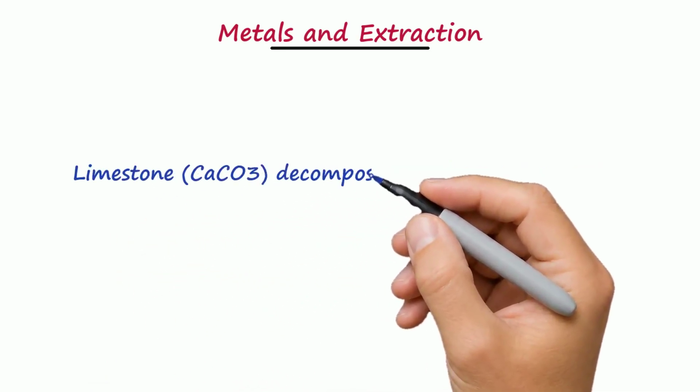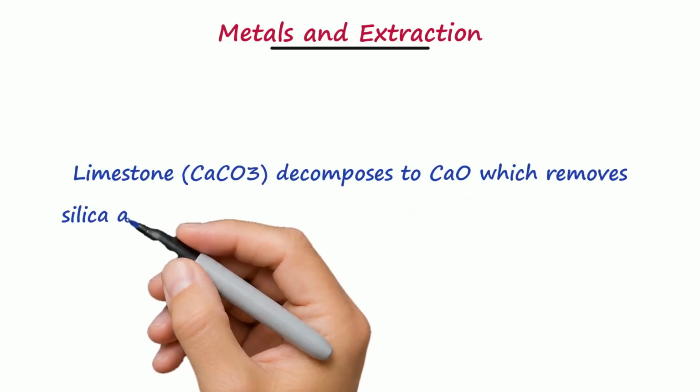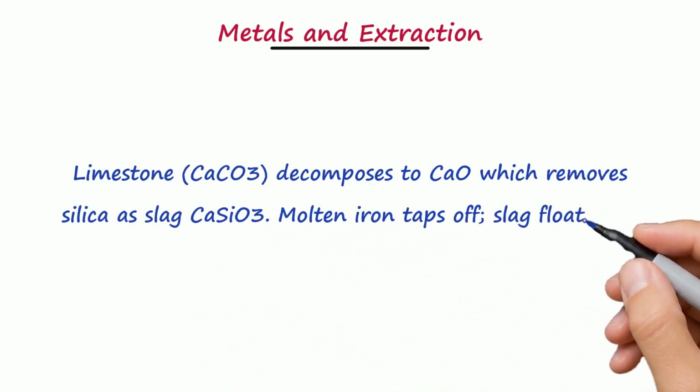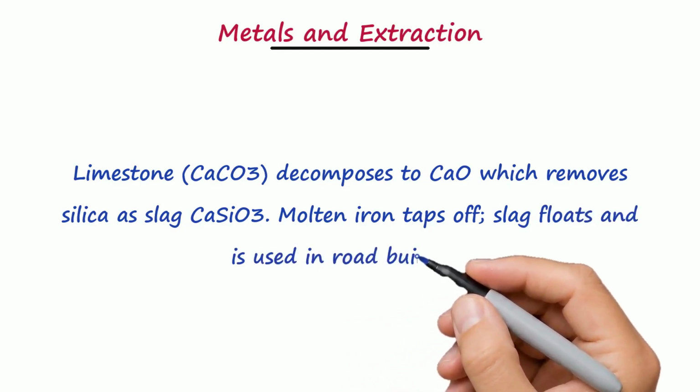Limestone, calcium carbonate, decomposes to CaO, which removes silica as slag, CaSiO3. Molten iron taps off, slag floats, and is used in road building.